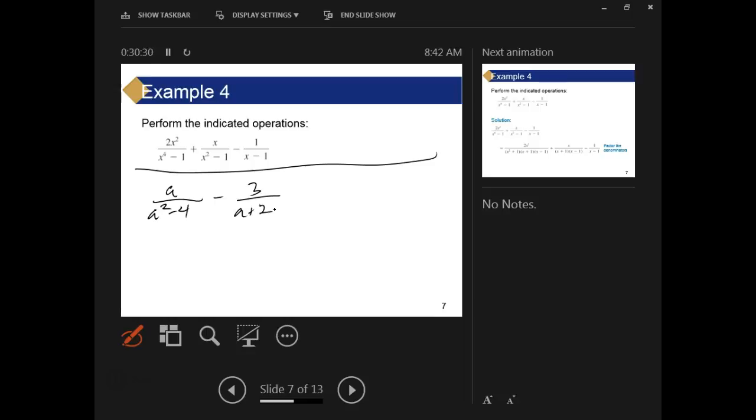Factor! Love it. What do we factor? A plus 2 times a minus 2. That first denominator can be factored to a plus 2 times a minus 2. The second one can't be factored. It's a plus 2. Okay? So now that we have them factored, what do we look for?